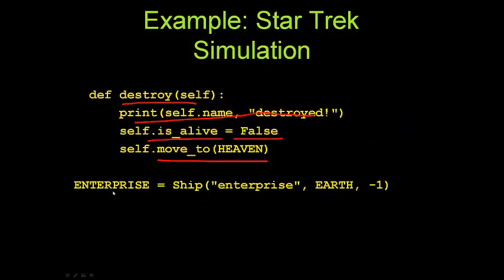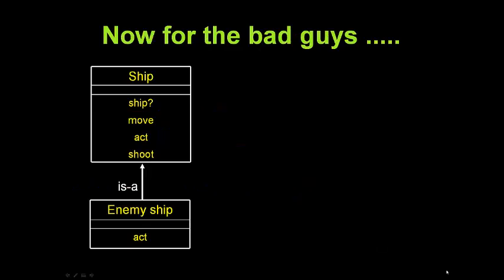So you can create Enterprise as a ship in the following way. You can put it on Earth, and you can have -1 for threshold, which means that the ship will not move by itself. Okay, so let's take a look at the bad guys, how we do it.